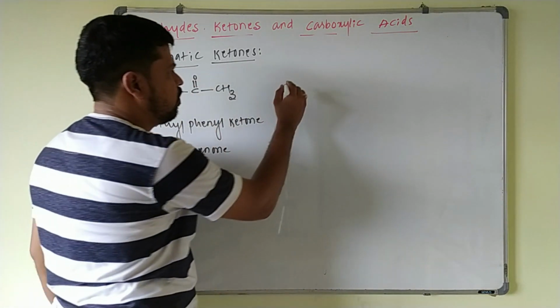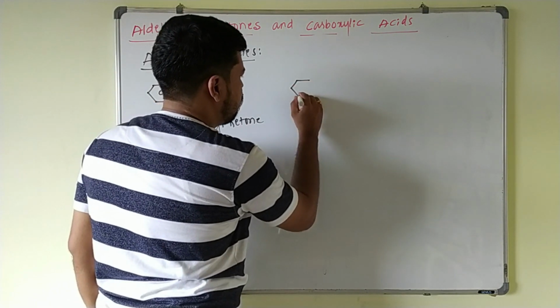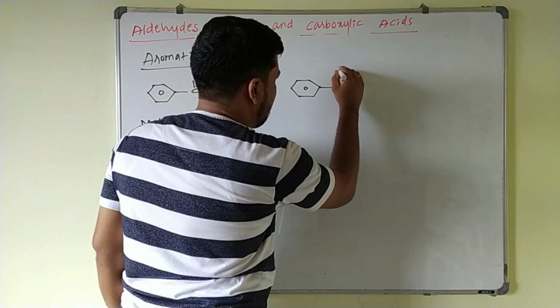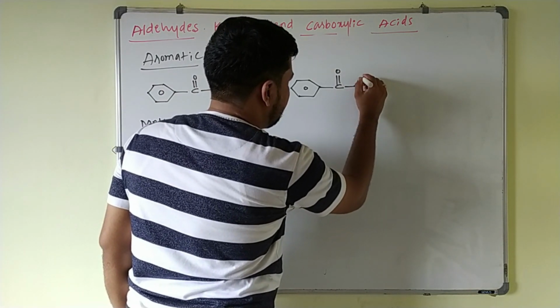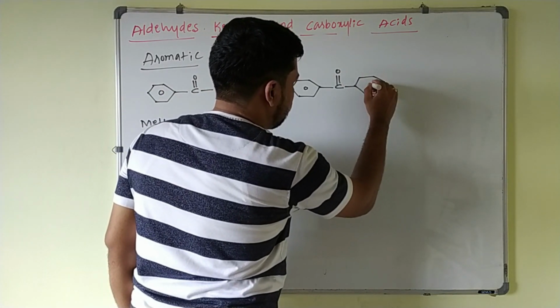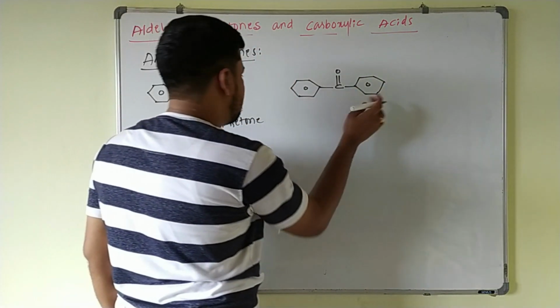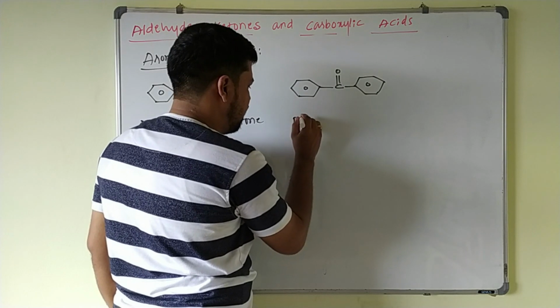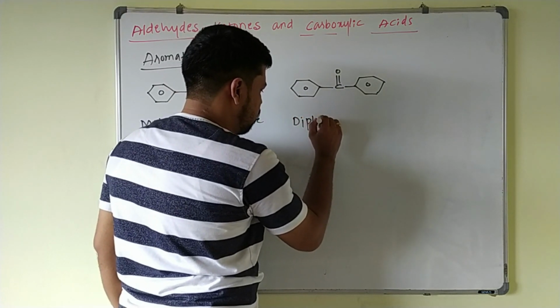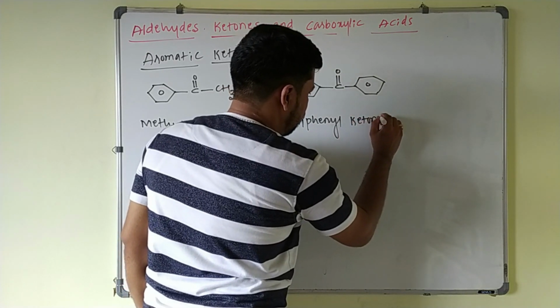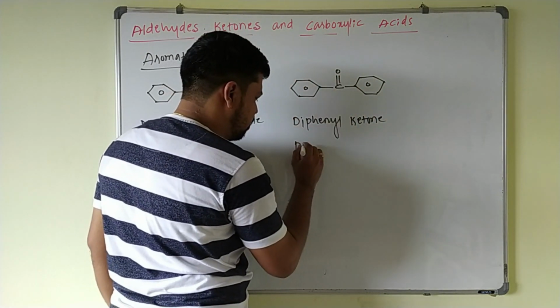Next one, suppose two benzene rings are attached to the carbonyl group like this. It is again a ketone, and it is named diphenyl ketone. It is named diphenyl ketone, and another name for this one is benzophenone.